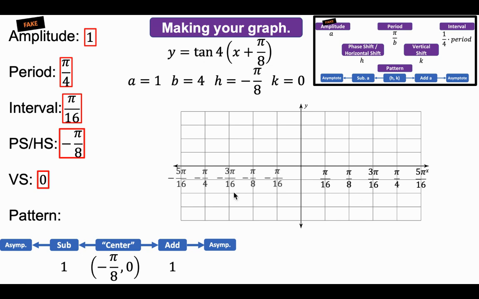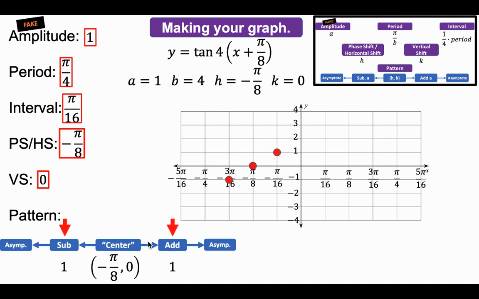Take your negative side, put your y values in, and then start plotting. So your center's at negative pi over 8, 0. So that's over here, right? And then now you're going to do your triple dots. So as you go to the right, you're going to go up 1, left, down 1.